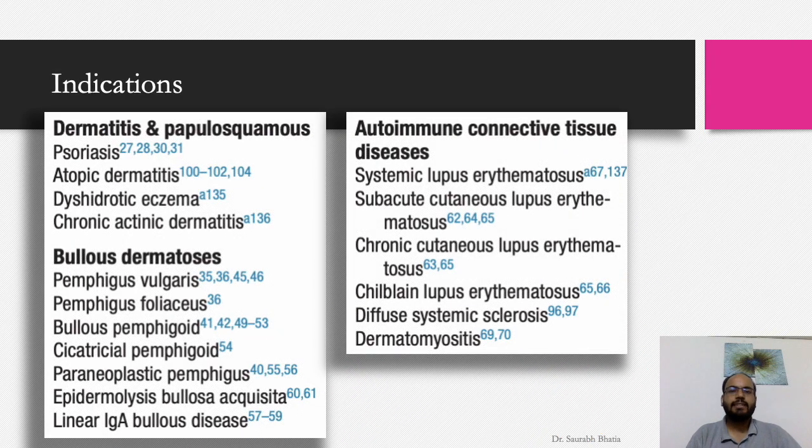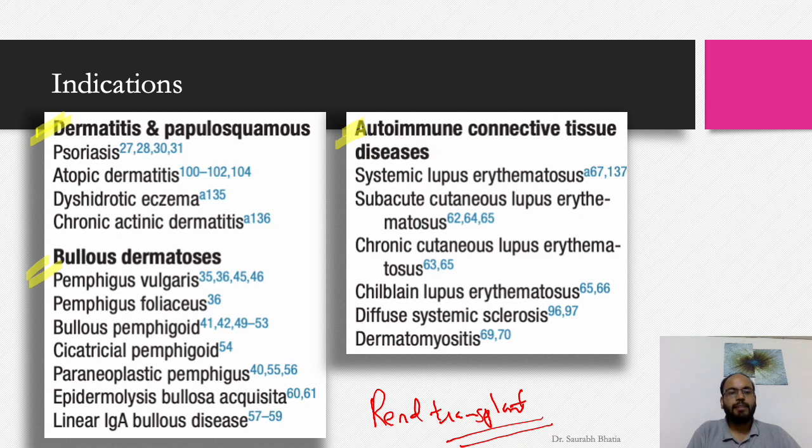Now, indication of MMF. Remember that MMF has only been approved by the FDA for its use in renal transplant patients. So all other uses are non-FDA approved. Clear? Now, remembering the indications is easy. All you have to remember is the headings: dermatitis, bullous dermatosis, and autoimmune connective tissue disorders. Okay.